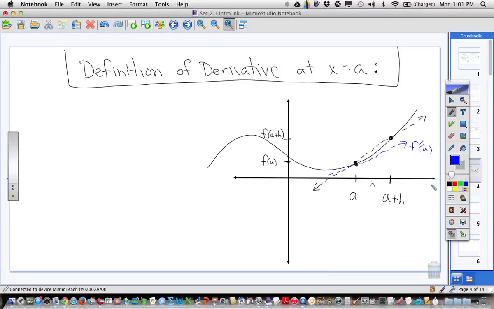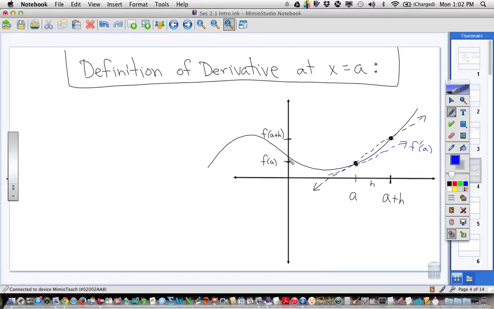Slope between 2 points. So I've labeled the second point a plus h. That's what we talked about a minute ago. Let h be this distance between our 2 points. And of course, we want that to do what? We want h to become small. We want h to basically go to 0. Now the problem is, once h is 0, then we don't have 2 points anymore. We only have 1. And that becomes a problem, which we're going to deal with here.